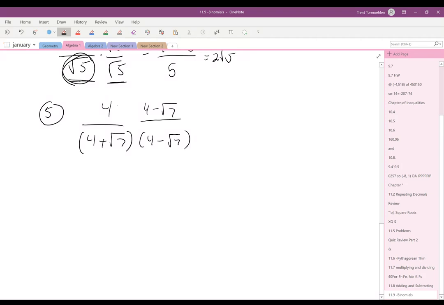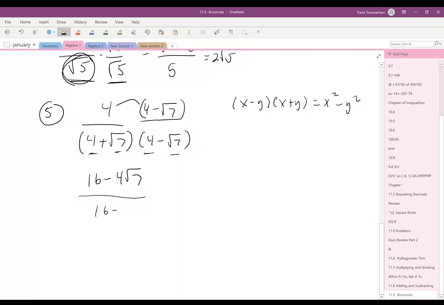So the numerator is just going to be, and don't forget you're multiplying by a binomial, so it's 4 times 4. And then the denominator is just going to be 4 times root 7, which is 4 root 7. The denominator, now this is the part where if you can remember that x minus y times x plus y is simply the first term squared minus the second term squared. Well, the first term squared is 16 minus the second term squared, that's 7. That gives me 16 minus 4 root 7 over 9. And that is the correct answer to this problem.